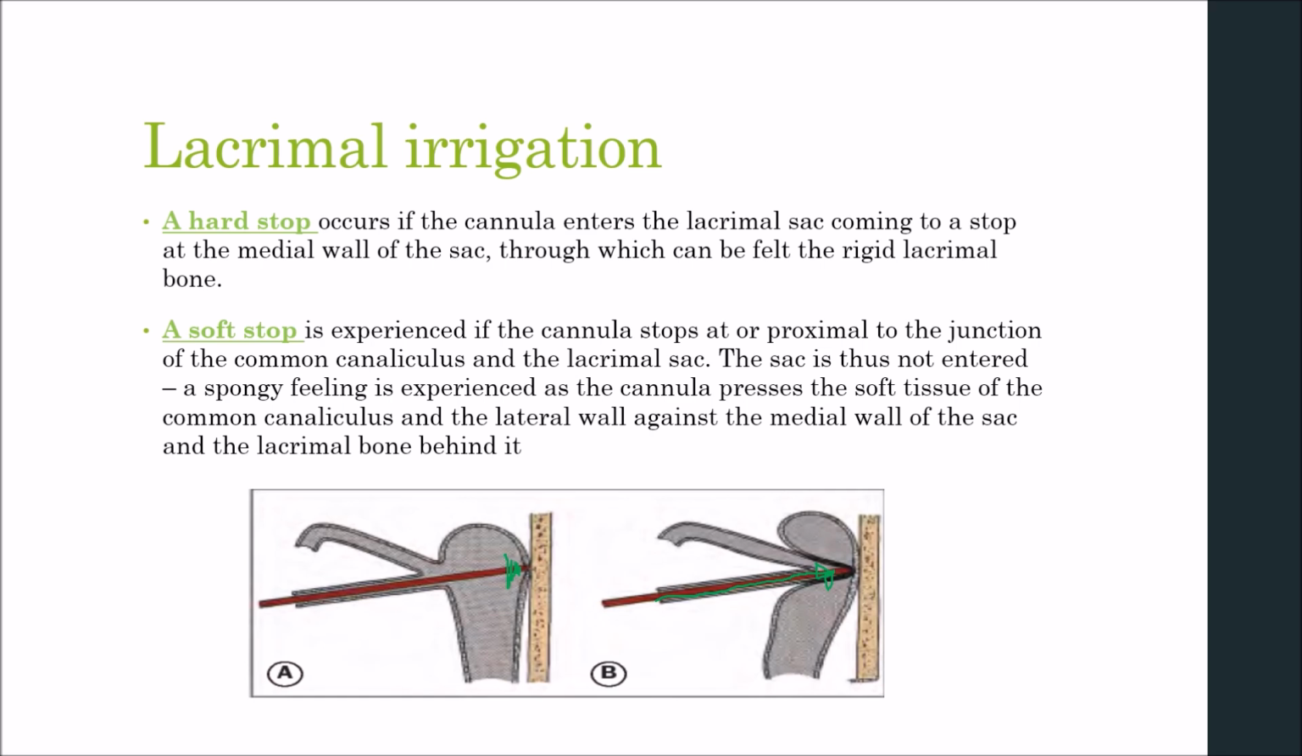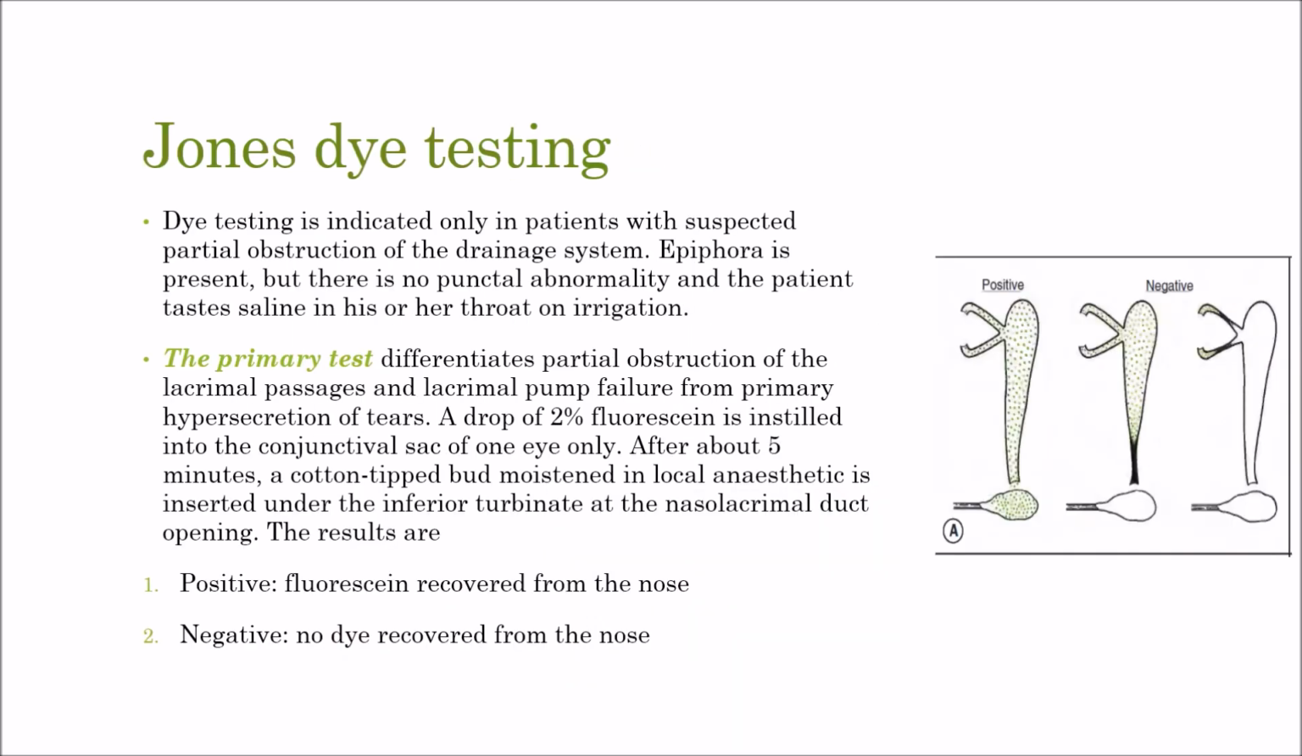The next test on the list is Jones dye testing. Now, dye testing is indicated only in patients with suspected partial obstruction of the drainage system. Epiphora is present, but there is no punctal abnormality, and the patient tastes saline in his or her throat on irrigation. The two parts are the primary test and the secondary test. The primary test differentiates partial obstruction of the lacrimal passages and the lacrimal pump failure from the primary hypersecretion of the tears. A drop of 2% fluorescein is instilled into the conjunctival sac of one eye only.